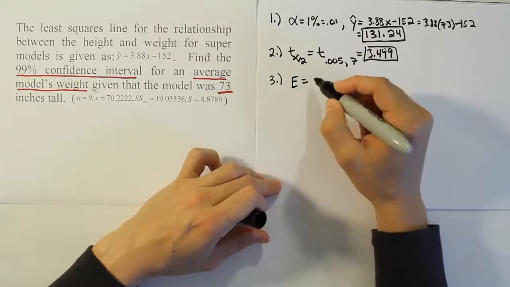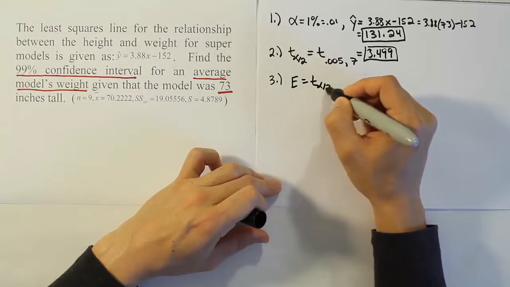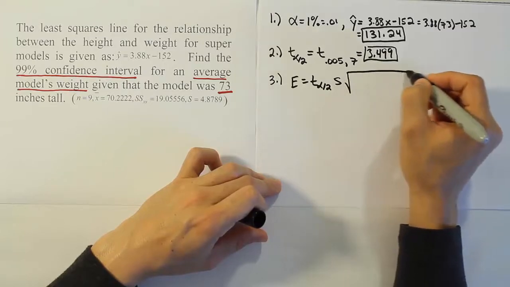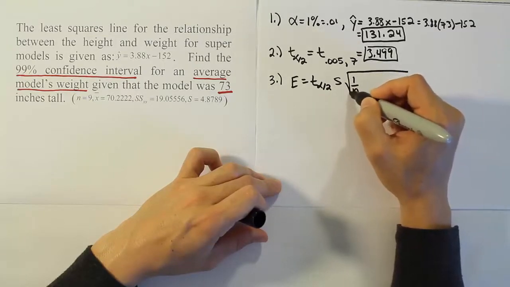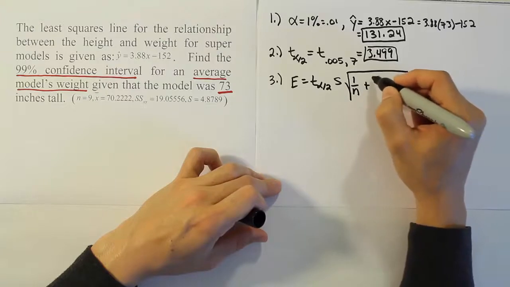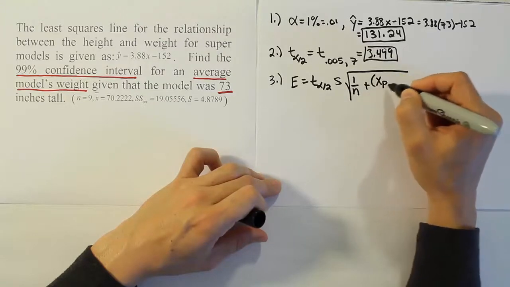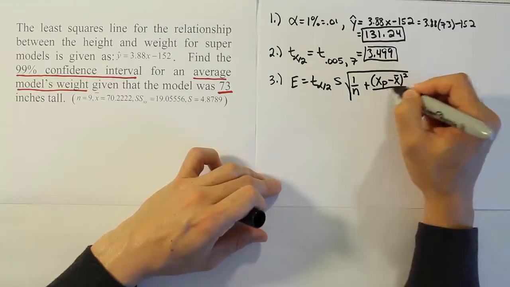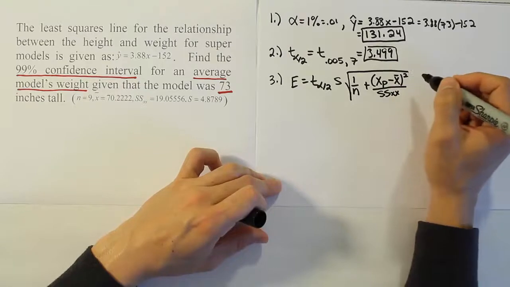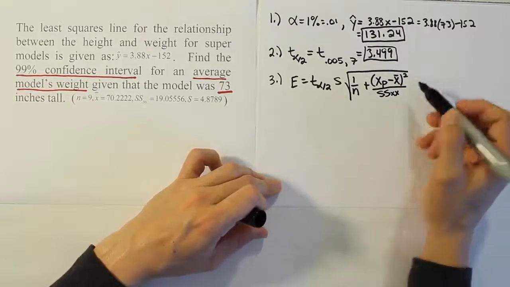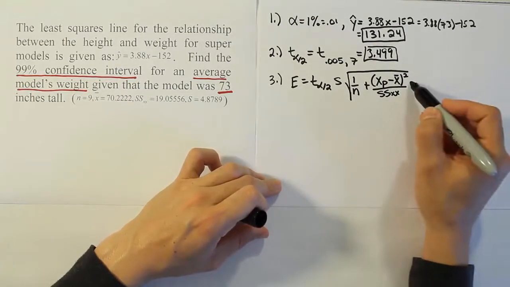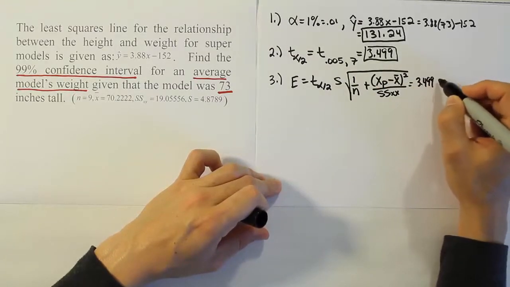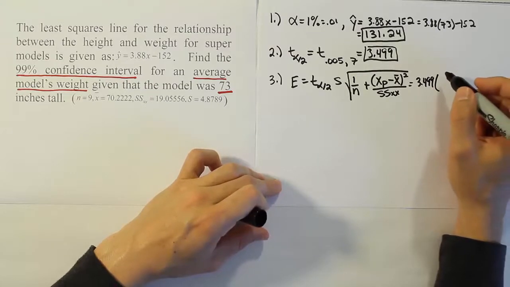Now, our margin of error has the following formula again. It's t alpha divided by 2 times s times the square root of 1 over n plus a fraction. The fraction is x p, the predictor x value, minus x bar, quantity squared, all divided by the sum of squares for the x's. Okay, so that's our formula. Now let's plug in our values. Our t alpha divided by 2 is 3.499.